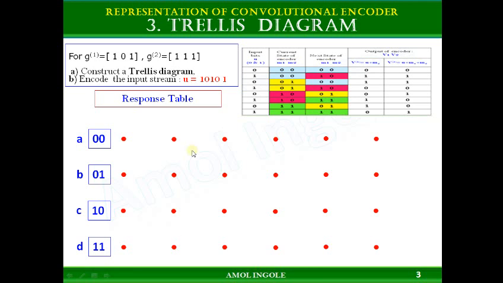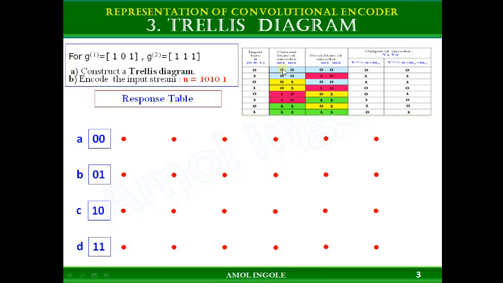So let's start with the 00 initial state. You are supposed to start with a 00 initial state. So here this is our 00 initial state from where you have to start. When the encoder is in 00 state and 0 input is given, this will take you to the next state, which is again 00.